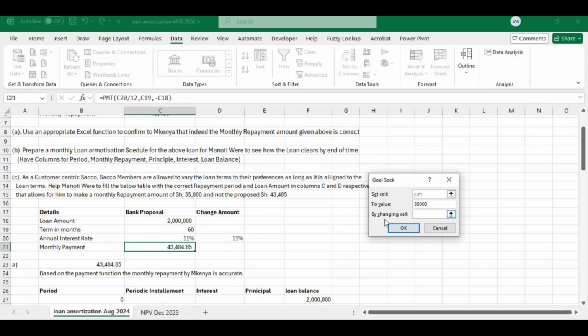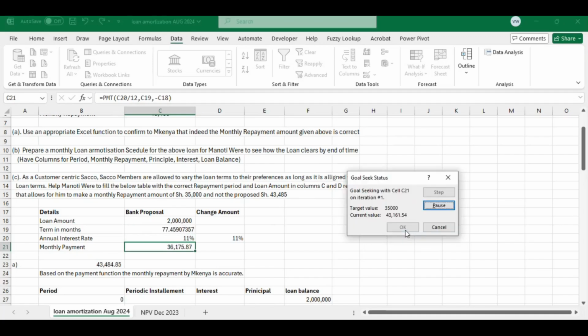So if he decides to pay 35,000, how long will be the duration in terms of months? So I'll click on "By changing cell" and select the cell that has months, so that is the cell that I want to change. And I want to establish that if the monthly payment is changed to 35,000, how long in months will it take this person to repay this loan, assuming everything else remains constant? So I'll just say okay.